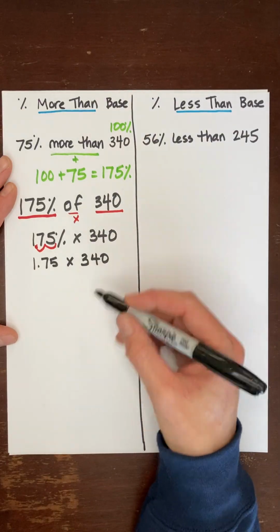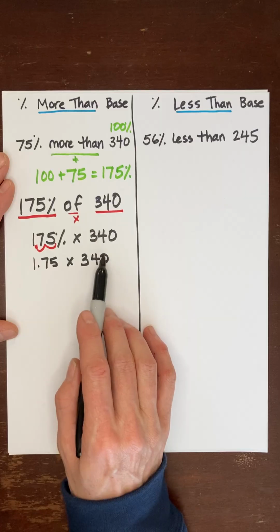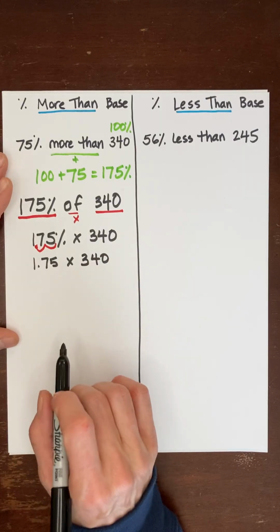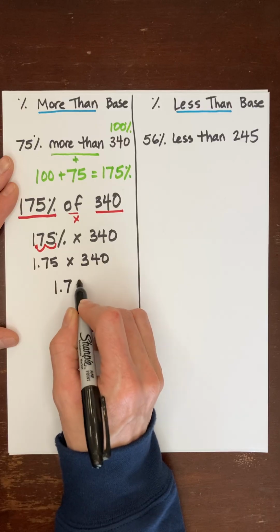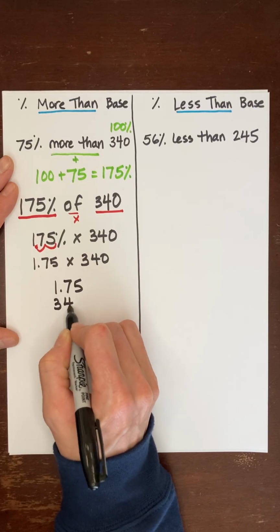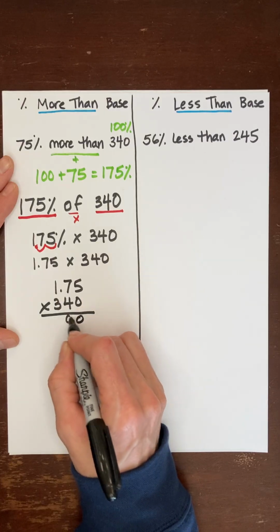Okay, I'm going to have to do a long multiplication problem for this. I'm going to stack it up. It does not matter what goes on the top or the bottom. Because this one is a 0, it will make it a little bit easier to put it on the bottom. So that's just personal preference. I'm going to write 1.75 times 340. 0 times everything is going to be 0.